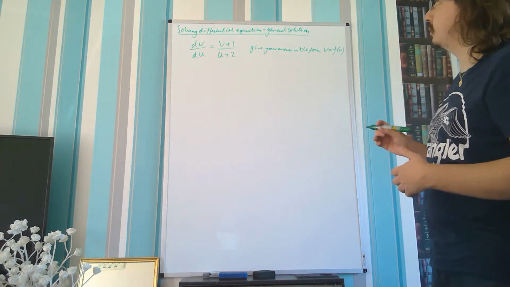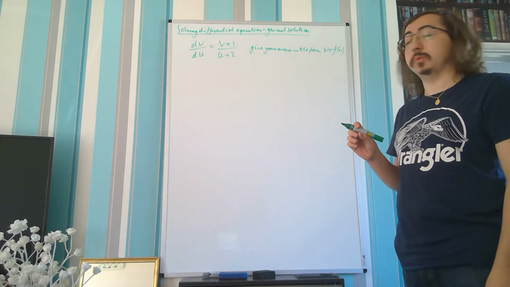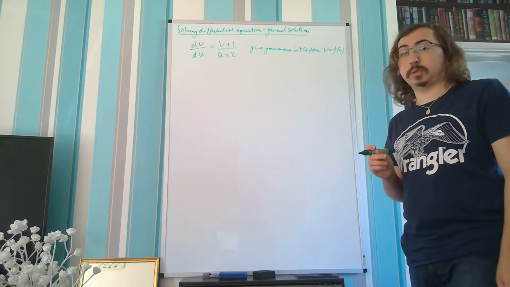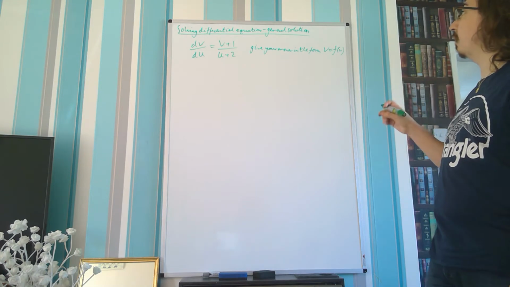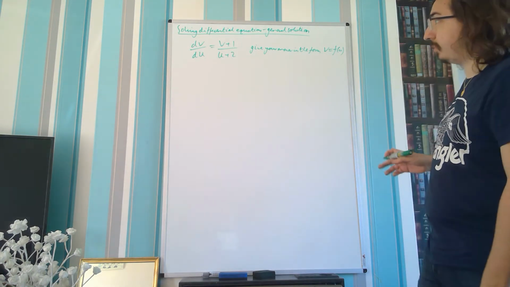So for this problem, we want to find the general solution for dv by du is equal to v plus 1 over u plus 2, giving your answer in the form v equals some function in terms of u.